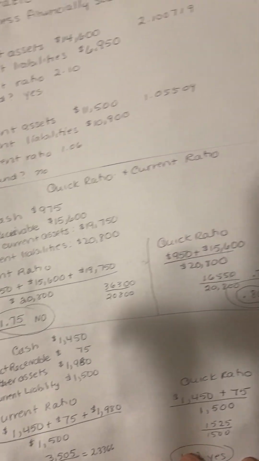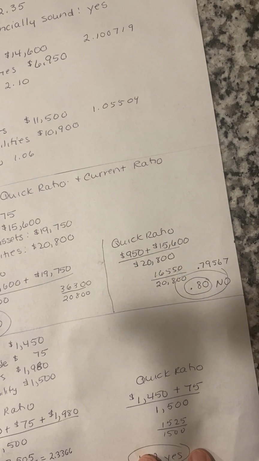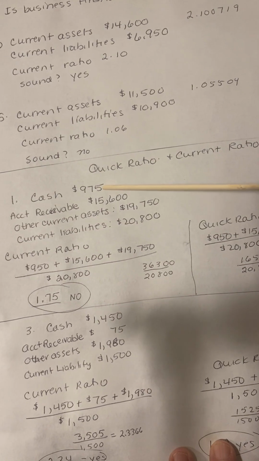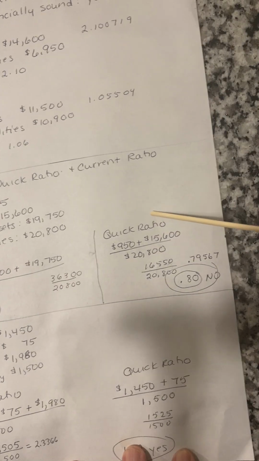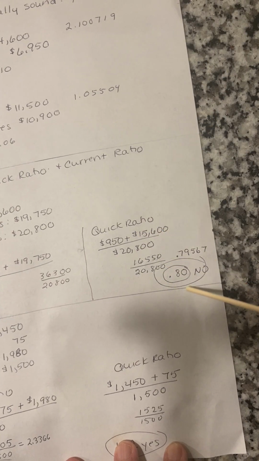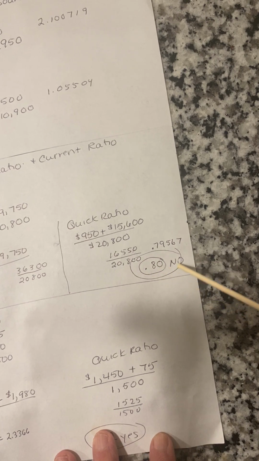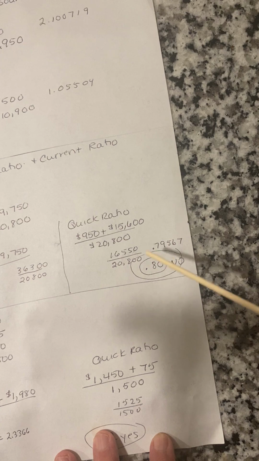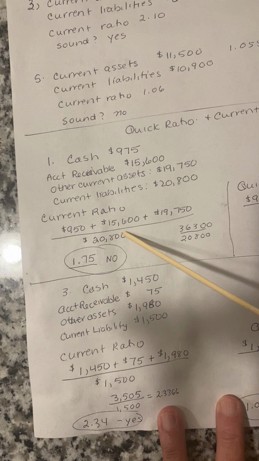But what about the quick ratio? Let's do the quick ratio. Quick ratios are just the accounts receivable, those people that owe you money, and your cash. So I took the cash, which was 975, and then I took accounts receivable, 15,600. I didn't do anything with current assets because that's for the current ratio. Now we add those 2 and divide by the liabilities, and we get 0.88. So it's less than 1. So the quick ratio and the current ratio tell us that this business shall not survive well.